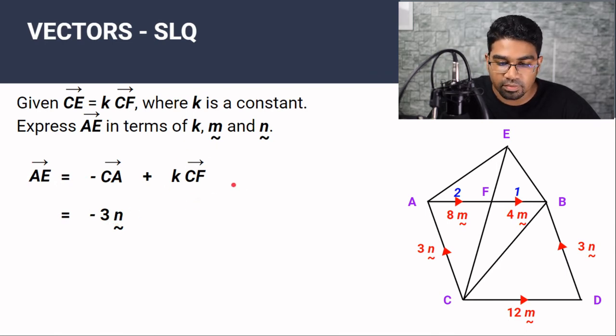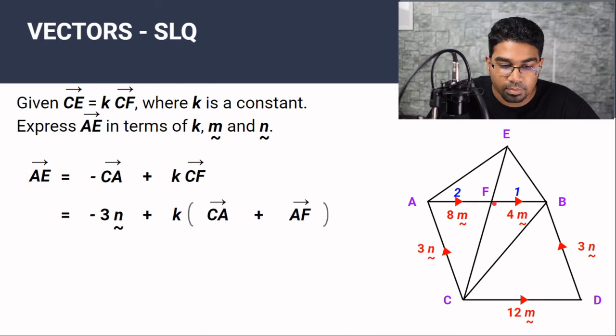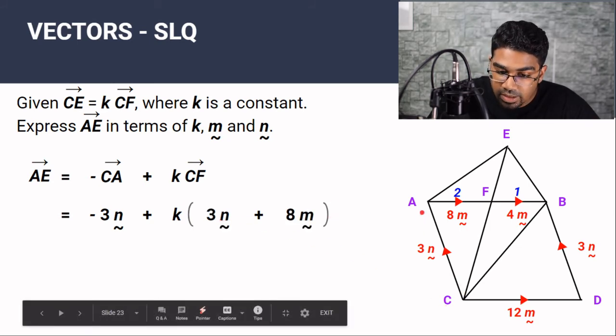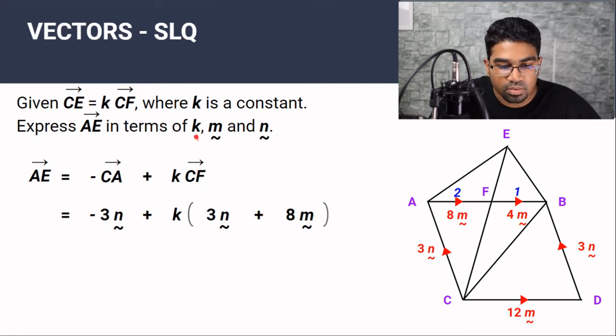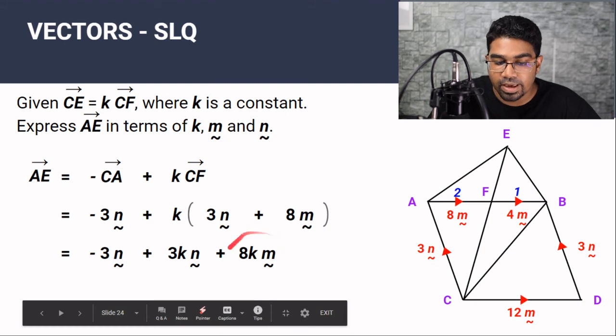Then we have kCF. For CF, we want to express it in terms of m and n. So we can go CA plus AF. So CF is CA plus AF. Now we can substitute the values inside. CA is 3n and AF is 8m. So how do we express this in terms of k, m and n? All we have to do now is open the bracket first. So we get negative 3n, 3kn plus 8km.